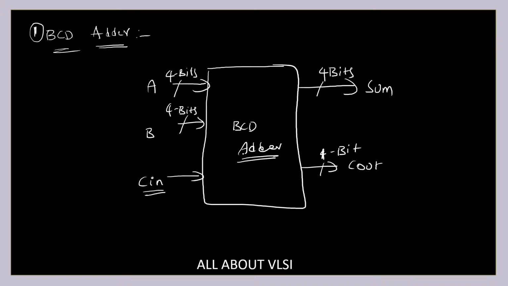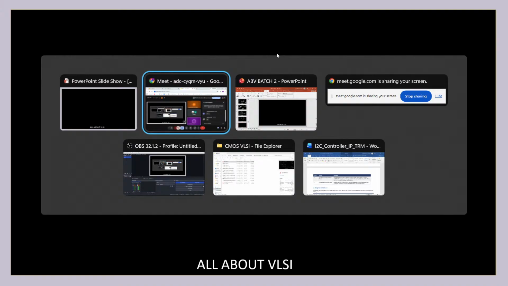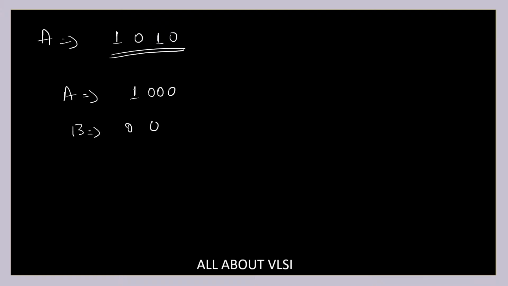Now, what is this BCD addition? When we were discussing number systems, we already discussed BCD addition. Let us once recap that. Let's say A is equal to 1000, a valid BCD number, which is equal to 8, and B is equal to 1.